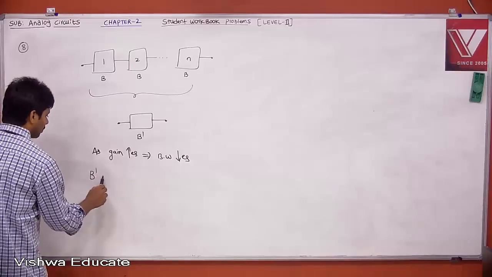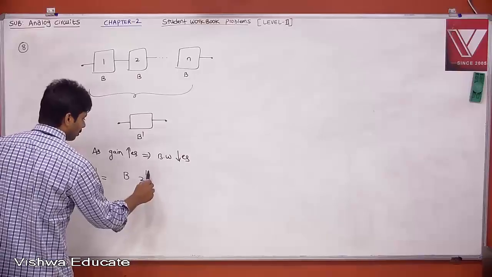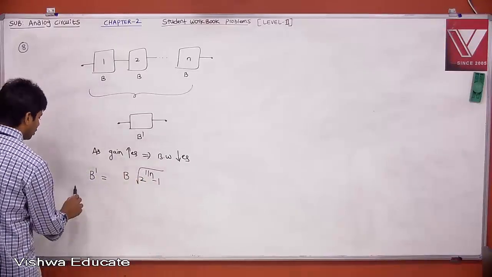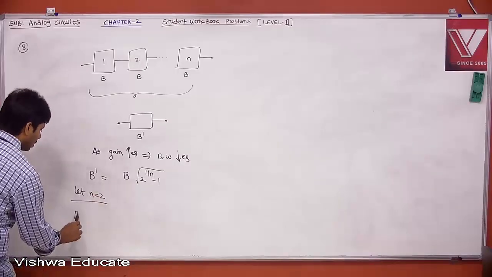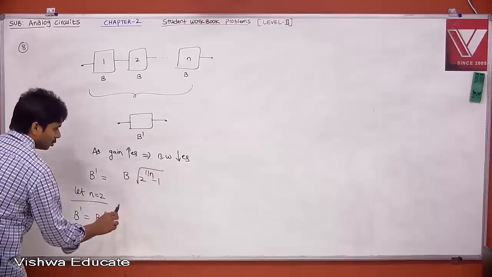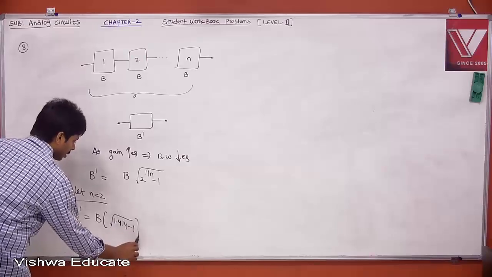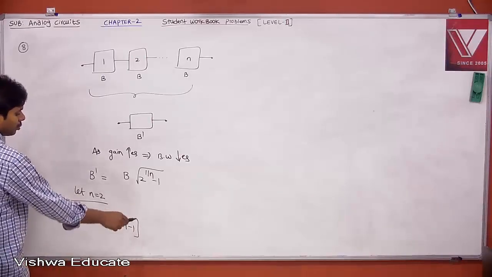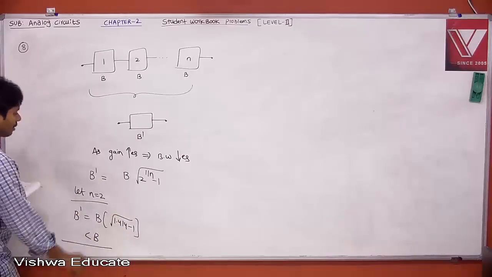Therefore, your new bandwidth should decrease by the factor square root of 2 to the power 1 by n minus 1. Let us say n is equal to 2. Then your B dash will be B into root of 2 to the power of 1 by 2 minus 1, that is root of 1.414 minus 1, which is root 0.414, definitely less than 1. Therefore your bandwidth will be less than B.